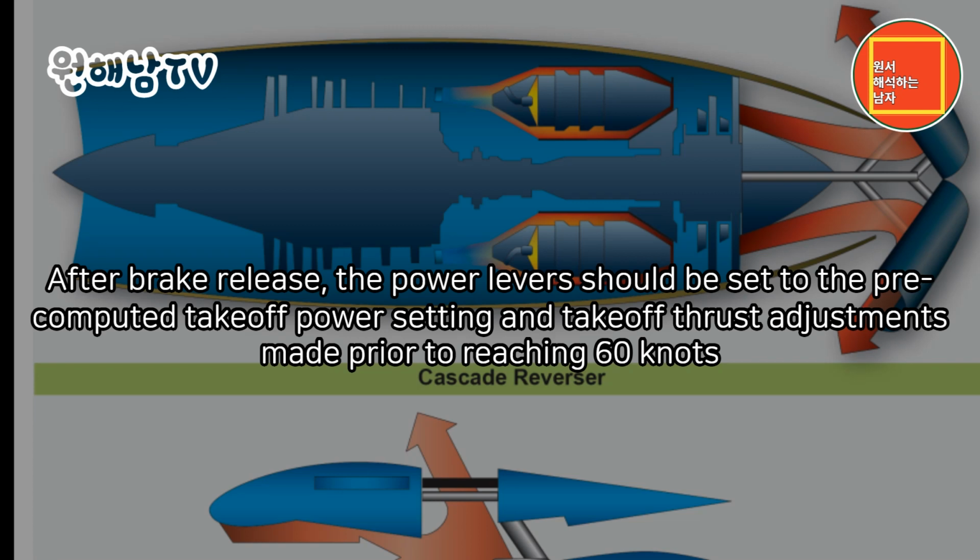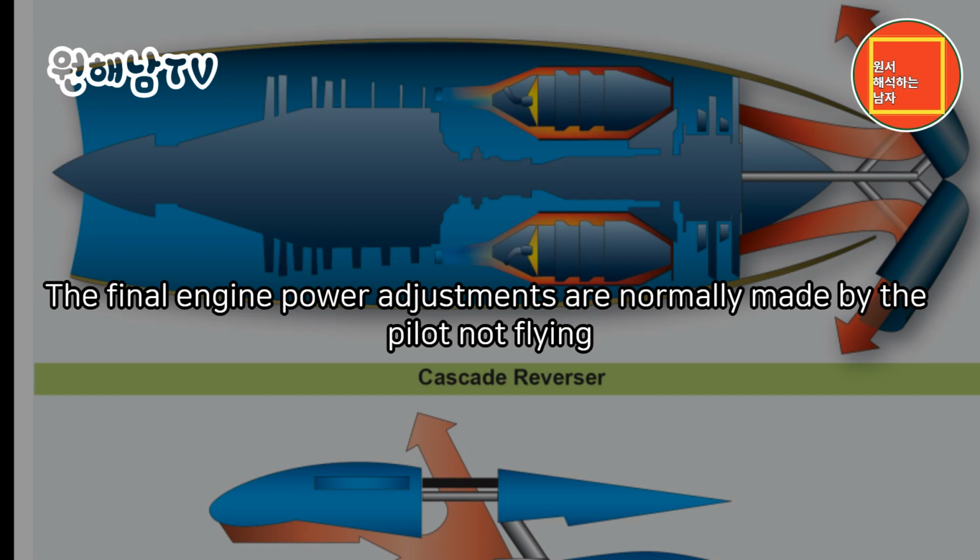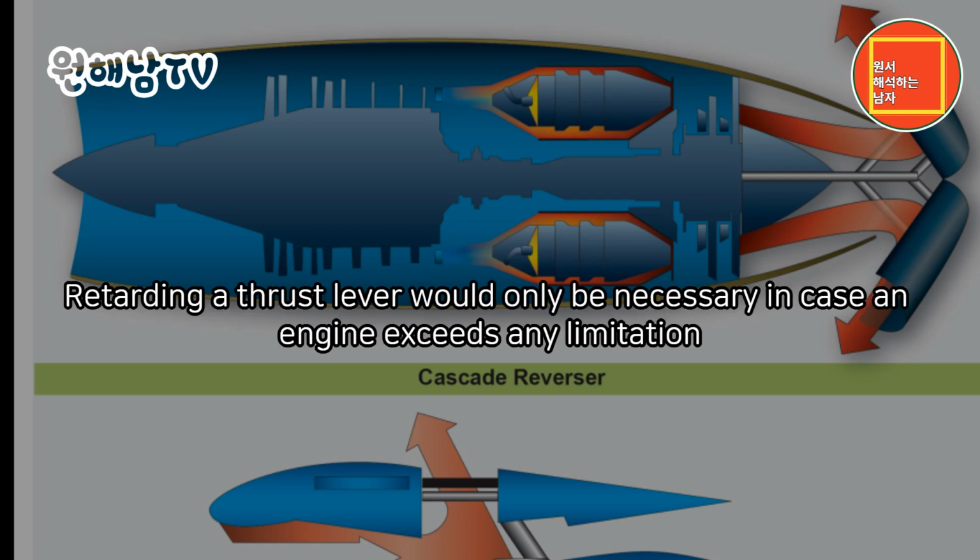After brake release, the power levers should be set to the pre-computed takeoff power setting and takeoff thrust adjustments made prior to reaching 60 knots. The final engine power adjustments are normally made by the pilot not flying. Retarding a thrust lever would only be necessary in case an engine exceeds any limitation.